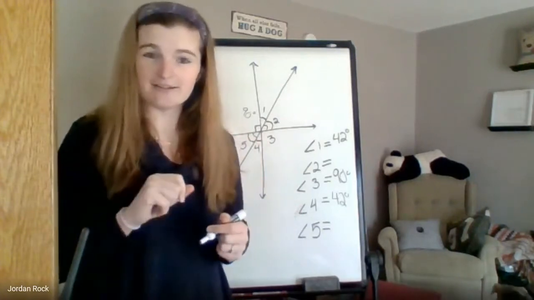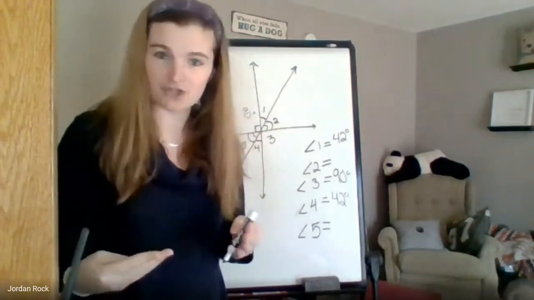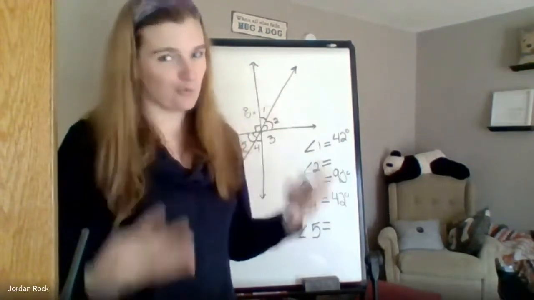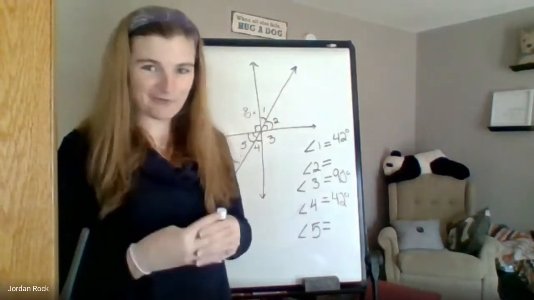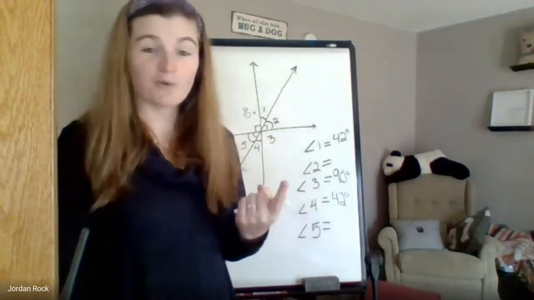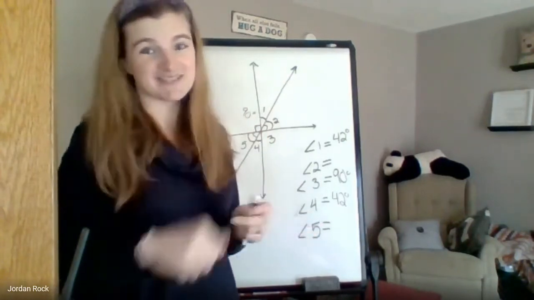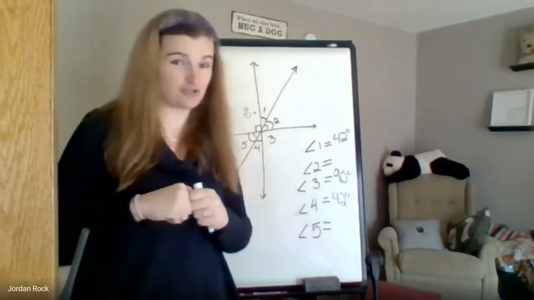We know vertical angles. Because of vertical angles, 5 and 2 are going to be the same measure. So once we figure out one of them, we'll know both. How are we going to figure it out? Well, there's tons of different ways. One way is knowing complementary angles. Complementary angles always add up to 90 degrees.